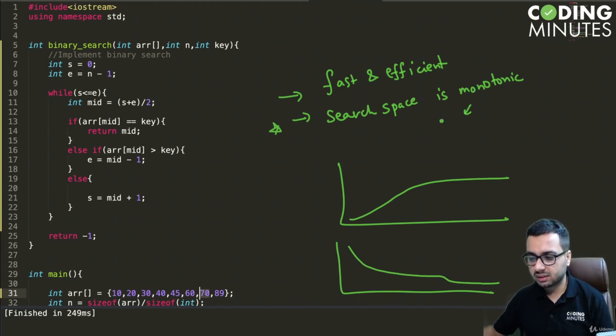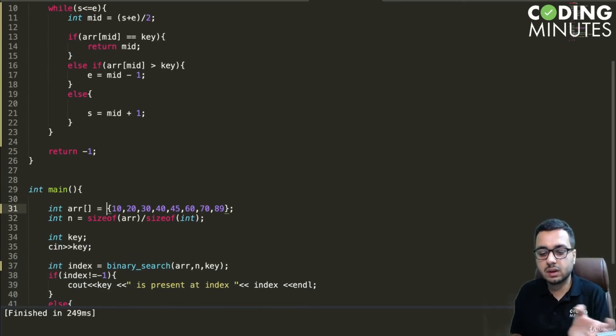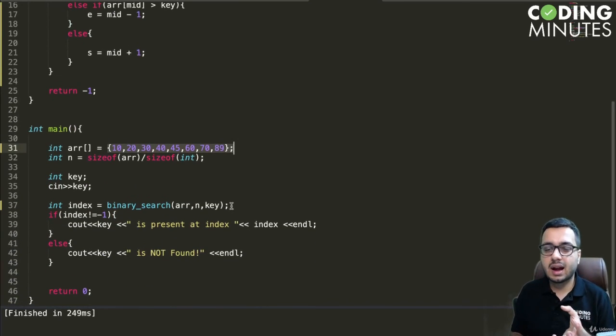So monotonic means non-decreasing or non-increasing. This curve is a non-decreasing curve, and this is a non-increasing curve. In this example all the values are in increasing order, and we could use binary search in this particular example.